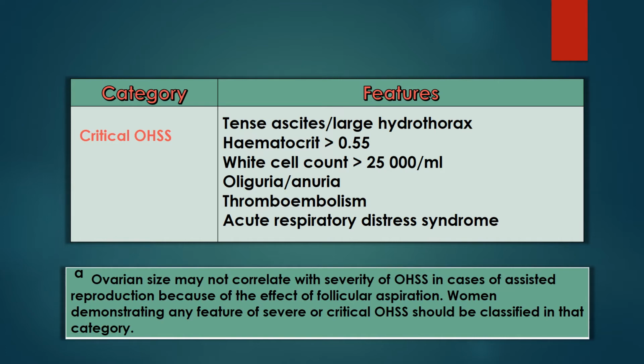Legend A: ovarian size may not correlate with severity of OHSS in cases of assisted reproduction because of the effect of follicular aspiration. Women demonstrating any feature of severe or critical OHSS should be classified in that category.